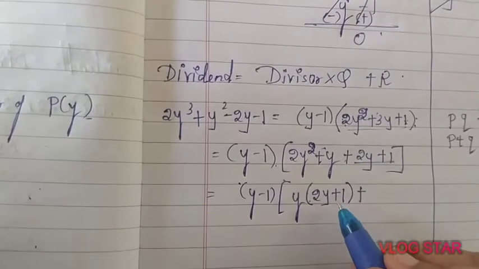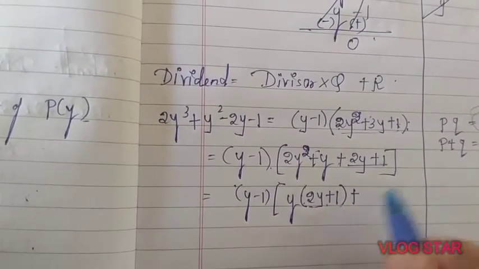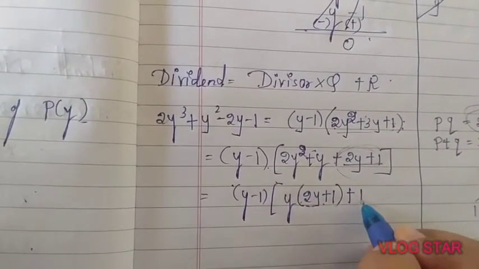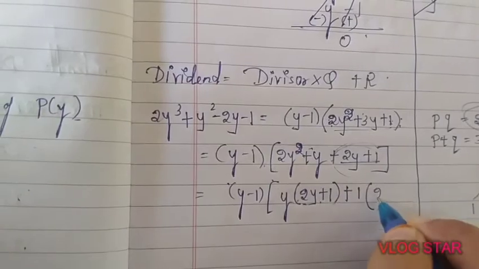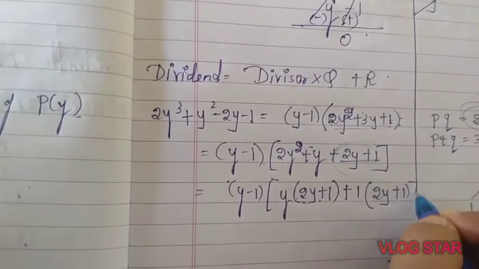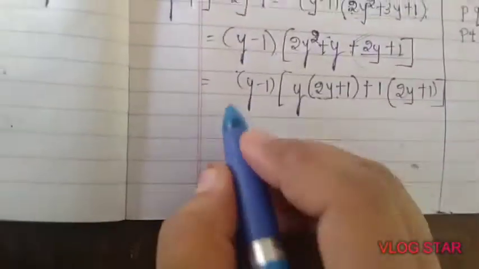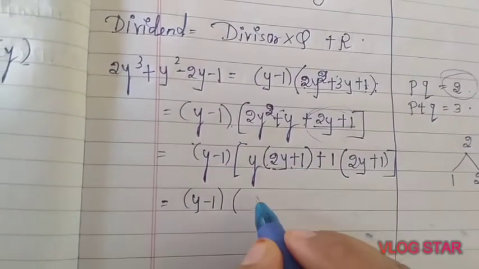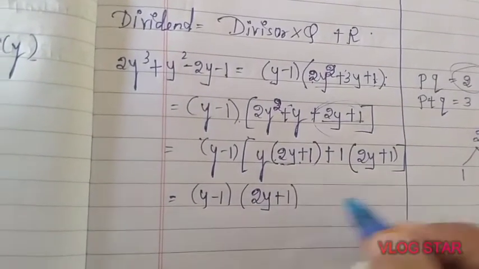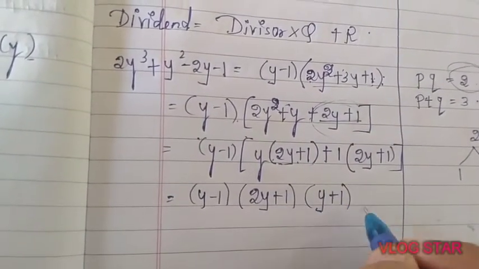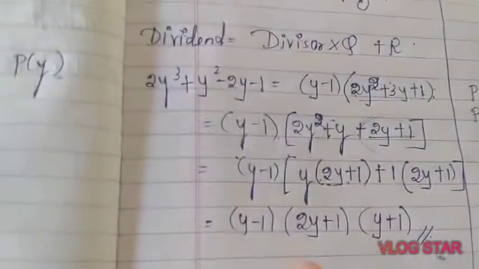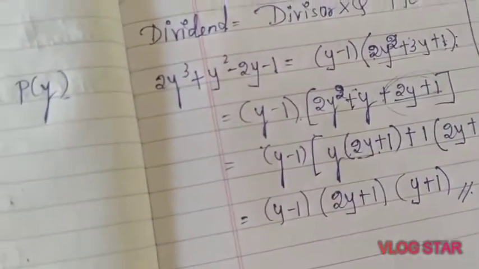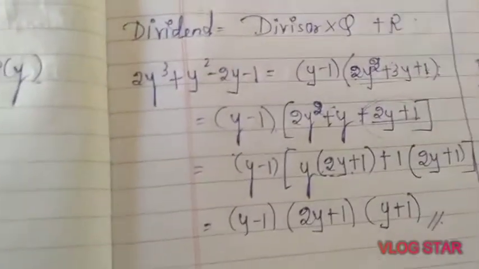Already I told you, whatever you get in the first bracket, in the second bracket also you have to get the same thing. So for that sake you can take 1 as the common term here, and the same thing will remain, that is 2y plus 1. So this will be equal to y minus 1, and the common term here is 2y plus 1, and y plus 1 is remaining, right? So y minus 1 into 2y plus 1 into y plus 1 are the factors of this cubic polynomial.